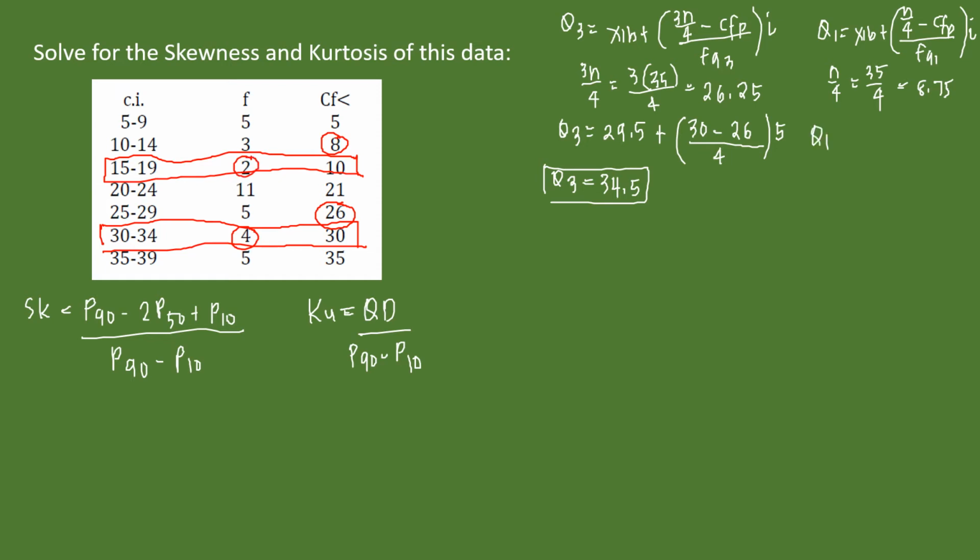So Q1 is equal to 14.5 for the lower boundary, plus 8.75 minus 8 divided by 2 times 5. I'll just put that there, there's no space. So we will have 8.75 minus 8 divided by 2 times 5 plus 14.5. That would give us 16.375.